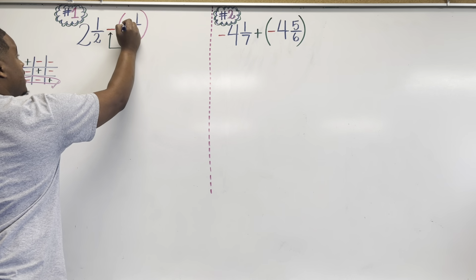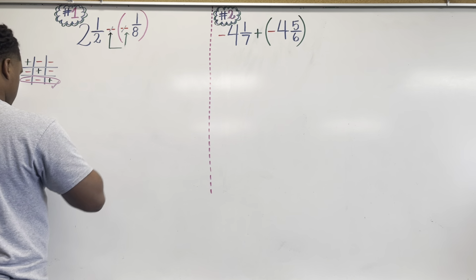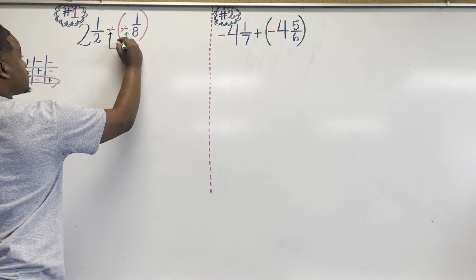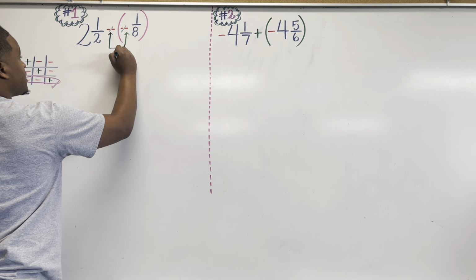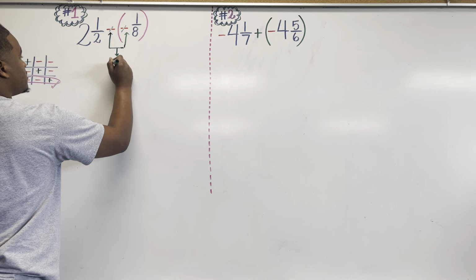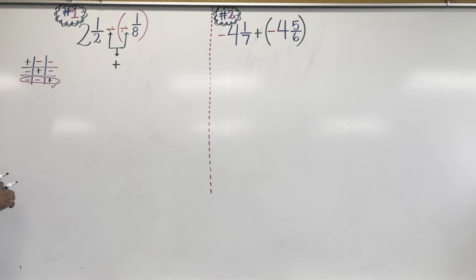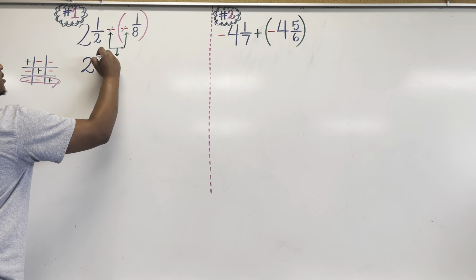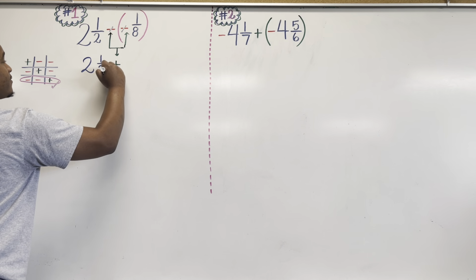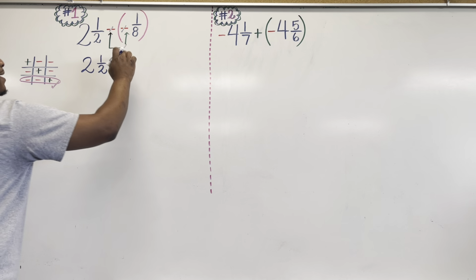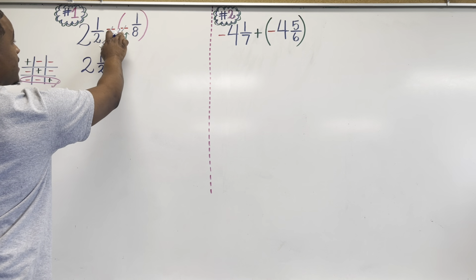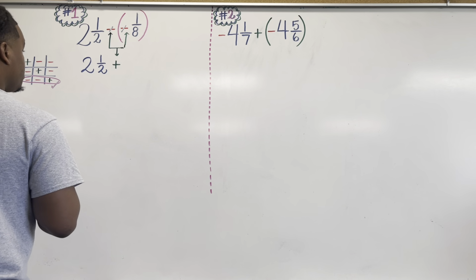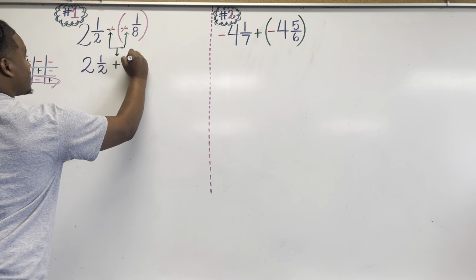So I'm going to cross out these two signs, and they are going to turn into this plus sign, or addition sign. Now all I need to do is bring everything else down. So I have 2 and 1/2 plus a positive 1/8.